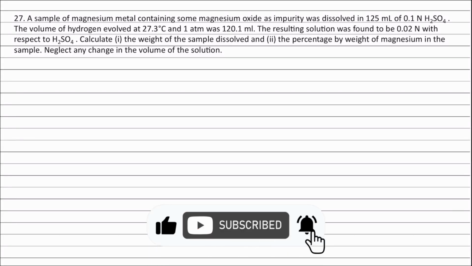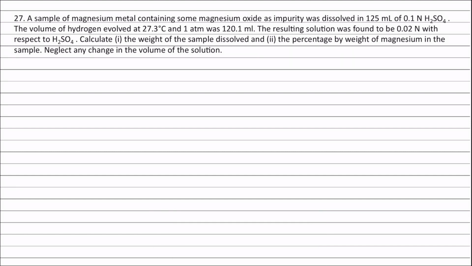Question 27. A sample of magnesium metal containing some magnesium oxide as impurity was dissolved in 125 milliliter of 0.1 N H2SO4. The volume of hydrogen evolved at 27.3 degrees centigrade and 1 atmosphere was 120.1 milliliter. The resulting solution was found to be 0.02 N with respect to H2SO4. Calculate first the weight of the sample dissolved and second the percentage by weight of magnesium in the sample. Neglect any change in the volume of the solution.